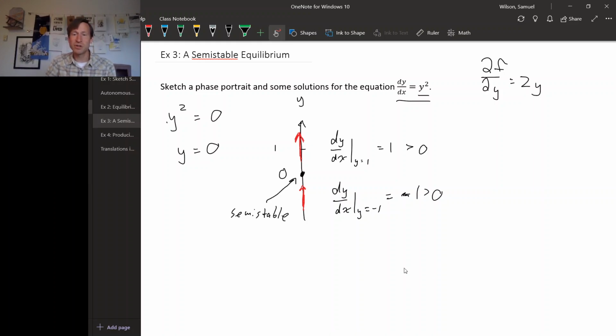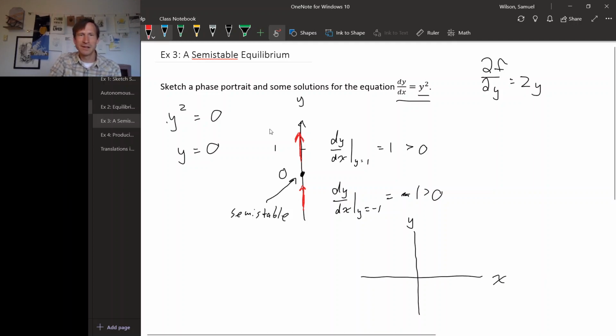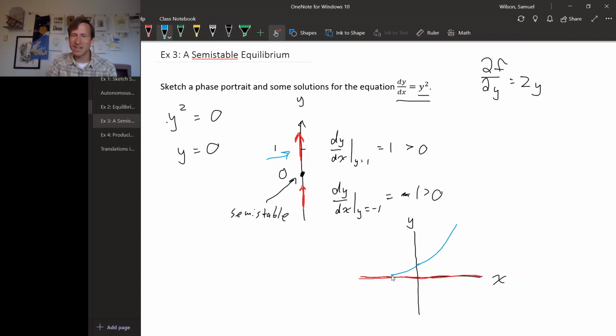If we wanted to sketch what solutions would look like on the xy plane near this semi-stable equilibrium, first let's draw our equilibrium at y equals 0. So there's our equilibrium. If we start just above our equilibrium, our phase portrait says that solutions will increase further, so that would be like this. And of course, as we go to the left, they have to decrease. But because of uniqueness of solutions, the solution we're sketching can't cross the equilibrium solution.